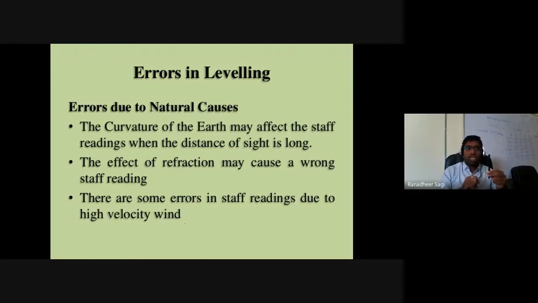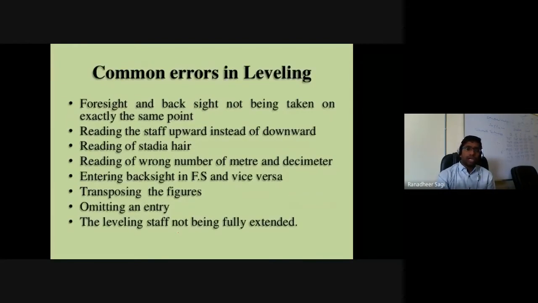There could be some errors because of heavy winds. When you are trying to hold your leveling staff like this, because of the effect of wind, your leveling staff might have some inclination. It may not be standing exactly vertically, because the wind might be pushing the position of your leveling staff. And automatically, with that inclined position, the reading taken on the leveling staff is obviously not the correct reading. Okay.